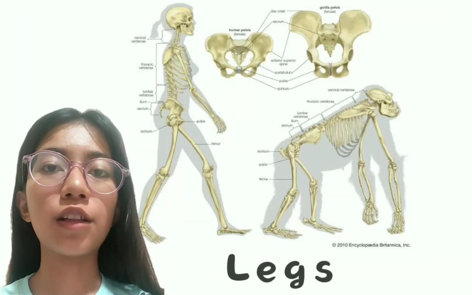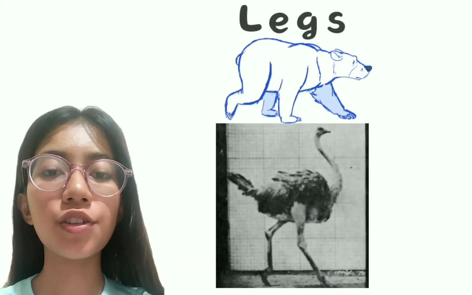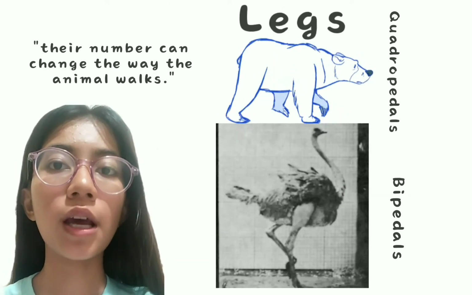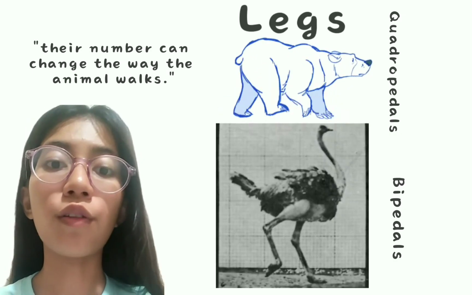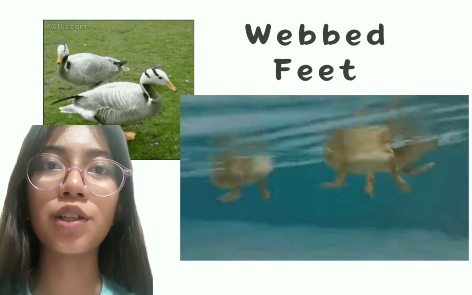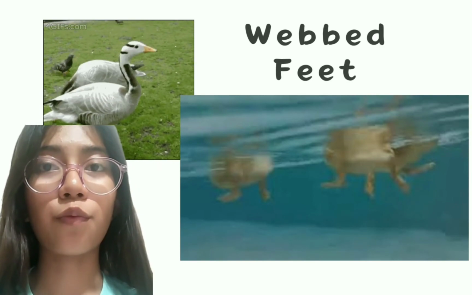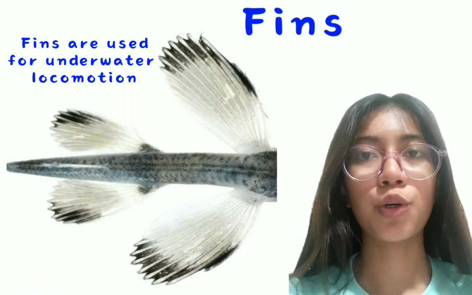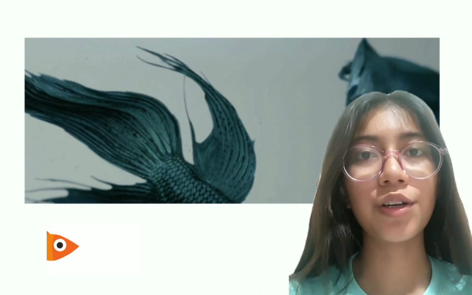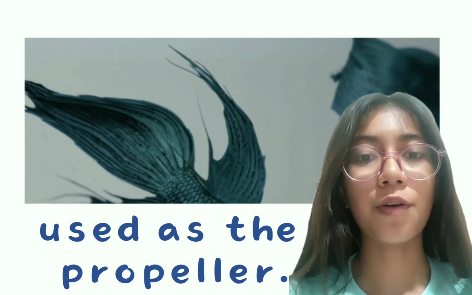Legs are used for land locomotion, and their number can change the way the animal walks. Bipeds walk upright, while quadrupeds walk on all fours. Animals with webbed feet have an increased ability to propel themselves on the surface of water, sometimes underwater. Fins are used for underwater locomotion, used to guide oneself through water, with the tail fin used as the propeller.